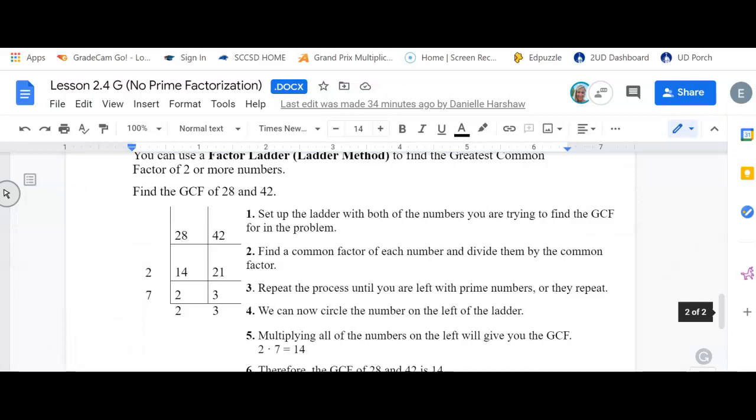How about 28 and 20? How about 36? You can either use the ladder method or rainbow method. I don't care. You can choose. What would you rather do? So find the greatest common factor of 28 and 36 using either rainbow method or ladder method.